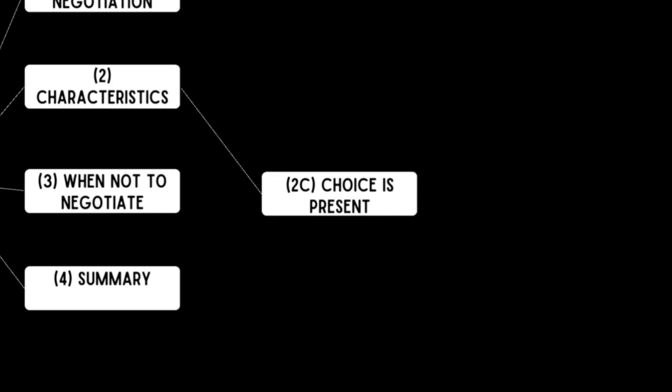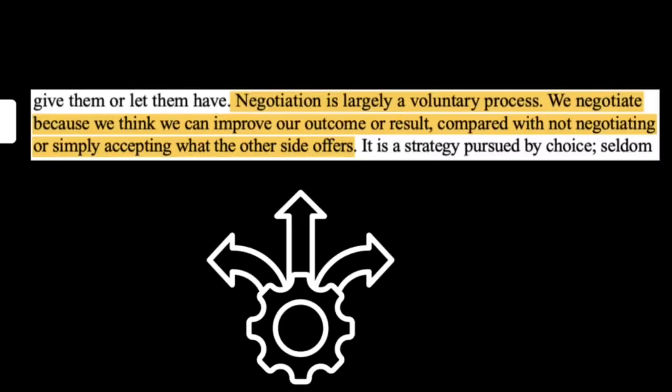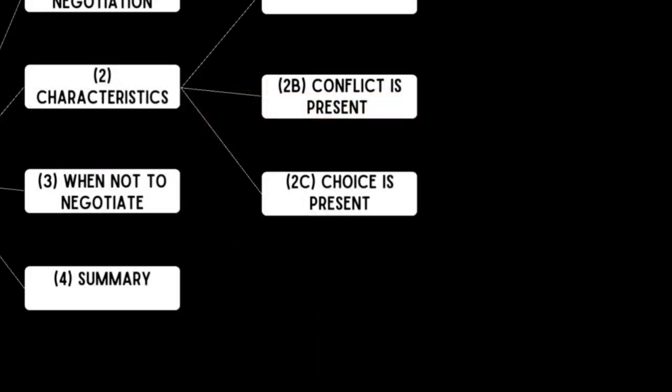The third characteristic of negotiation is that choice is present. Negotiation is largely a voluntary process. We negotiate because we think we can improve our outcome or result, compared with not negotiating or simply accepting what the other side offers. So those are the three characteristics of negotiation. It must be two or more, conflict must be present, and choice must be present.